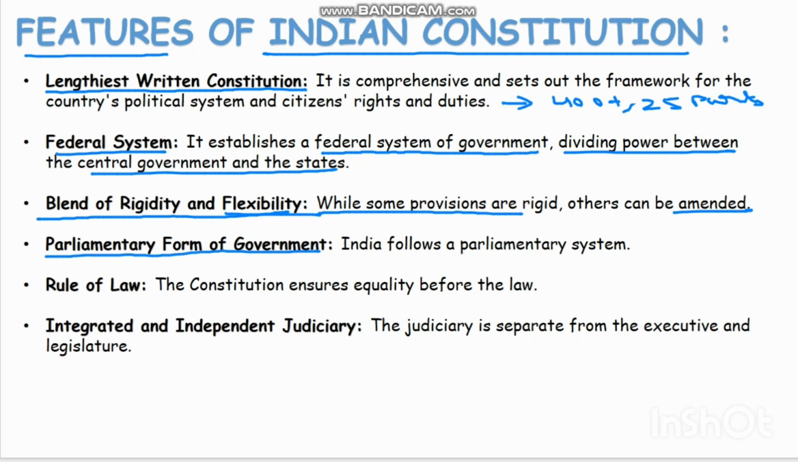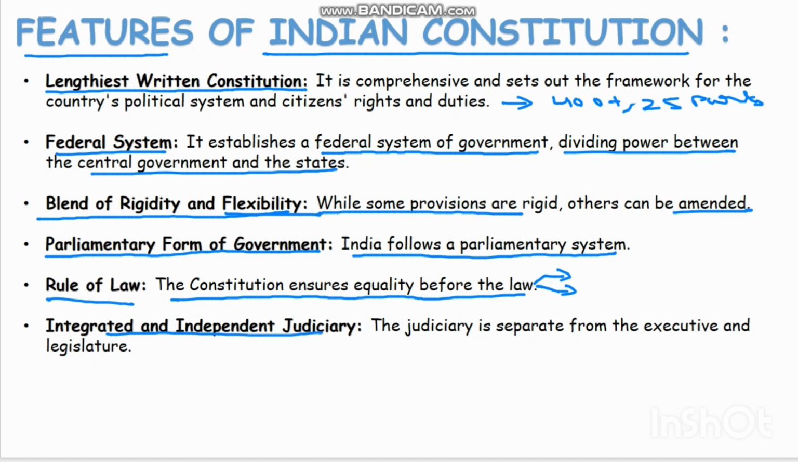Parliamentary form of government. India follows a parliamentary system of government. Rule of law. According to the Indian Constitution, everyone is equal before the law. So even the Prime Minister and a common man will get the same kind of benefits and follow the same procedure in times of judiciary or certain other matters.